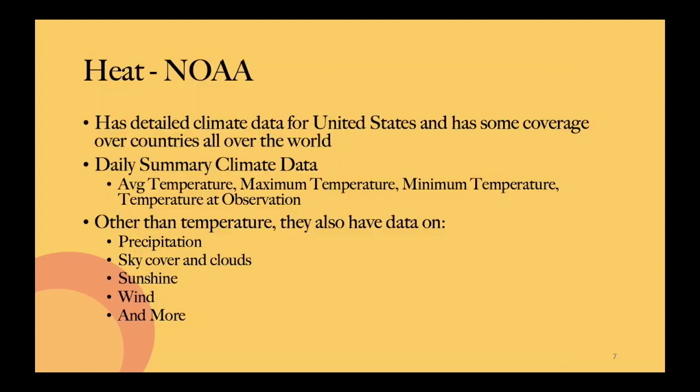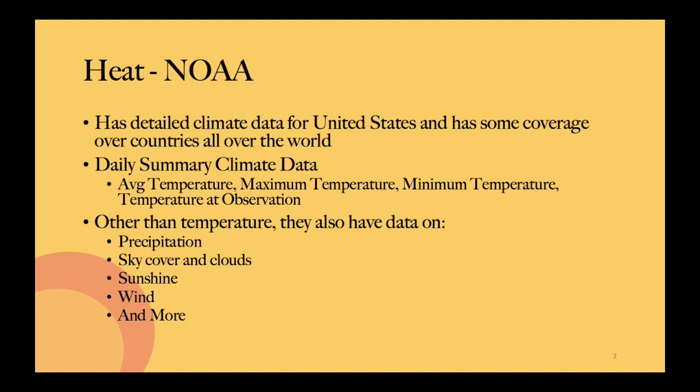With the heat data, I got that from the National Oceanic and Atmospheric Administration, NOAA, and particularly their National Centers for Environmental Information. This website has detailed climate information for the United States and has some coverage for other countries in the world. I particularly used their daily summary climate data section, which has average temperature, maximum temperature, minimum temperature, and temperature at observation. That's really what we need for this analysis, and we're going to be particularly looking at maximum temperature.